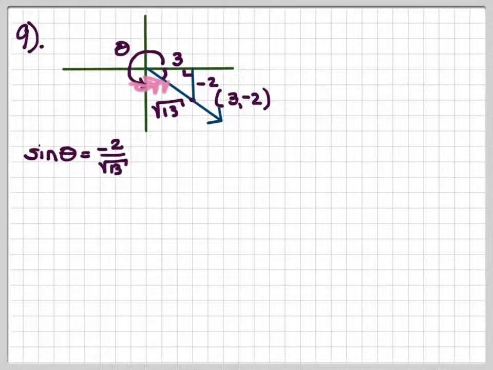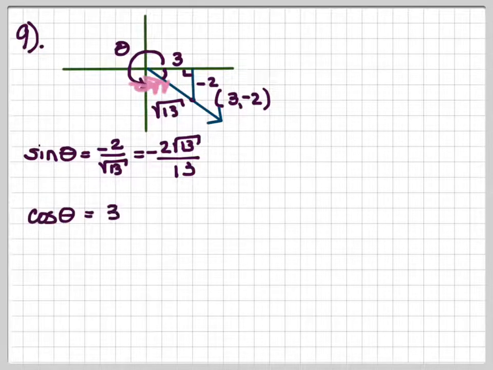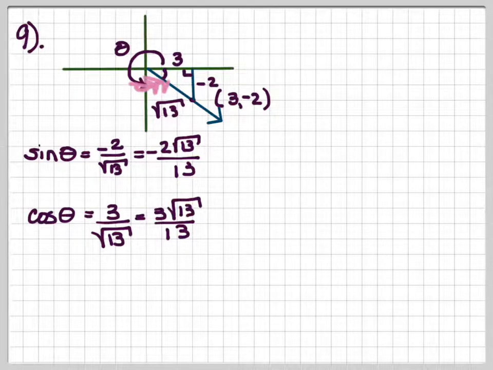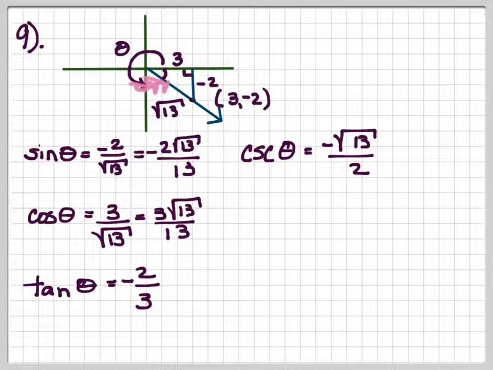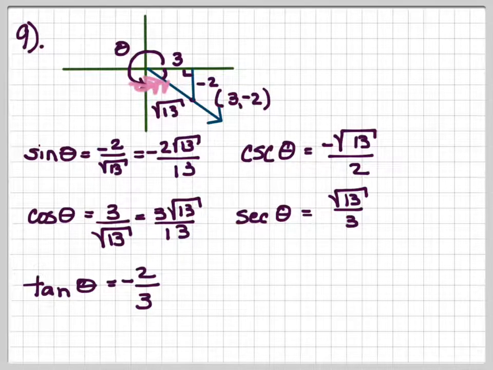Okay, so the sine is going to be negative 2 over the square root of 13, which is negative 2 square root of 13 over 13 when you rationalize. Cosine is 3 over square root of 13, which is 3 square root of 13 over 13 when you rationalize. The tangent is negative 2 over 3. To find the other 3, we're just going to flip them upside down. So the cosecant is negative square root of 13 over 2. The secant is square root of 13 over 3. And the cotangent is negative 3 over 2.